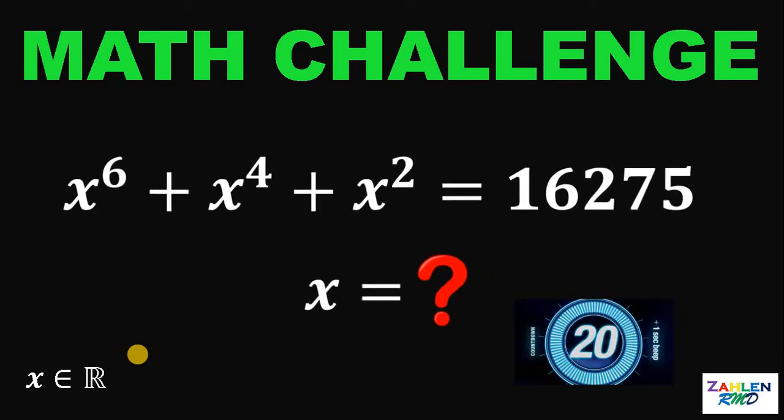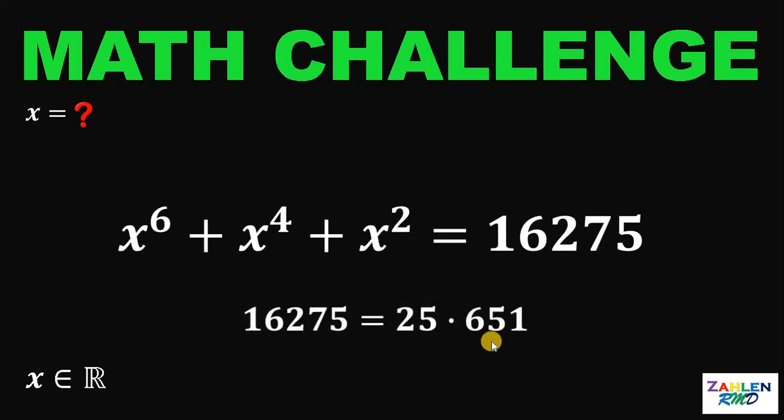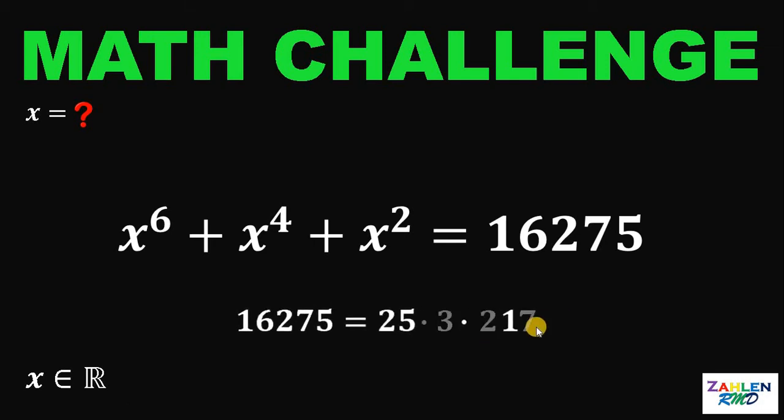Time's up. Now let's answer this question together. First question is, how do you answer this kind of question? My first step is to focus on the constant term, which is 16,275. I know this is factorable because it ends with 75, and if a number ends with 75, surely it is divisible by 25. Now, if we divide this number by 25, we get 25 times 651. Now, factor 651. This will give us 3 times 217.